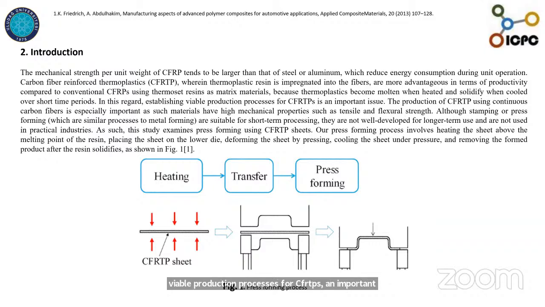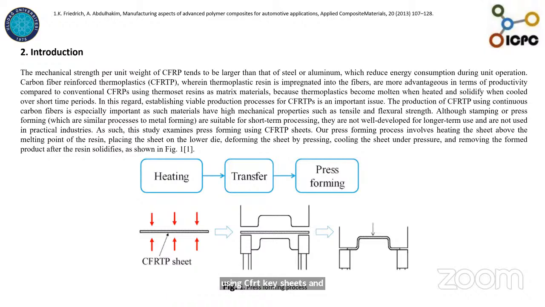The production of these materials using continuous carbon fibers is especially important, as such materials have high mechanical properties, such as high flexural strength and high tensile strength. Stamping or heat pressing, processes similar to metal forming, are suitable for forming these materials and make the processing time even shorter. However, they are not well developed for longer term use and are not used in practical industries. So this study especially focuses on heat pressing using CFRTP sheets.